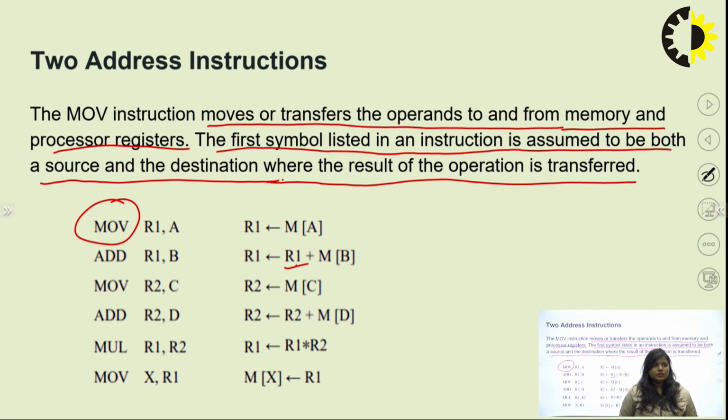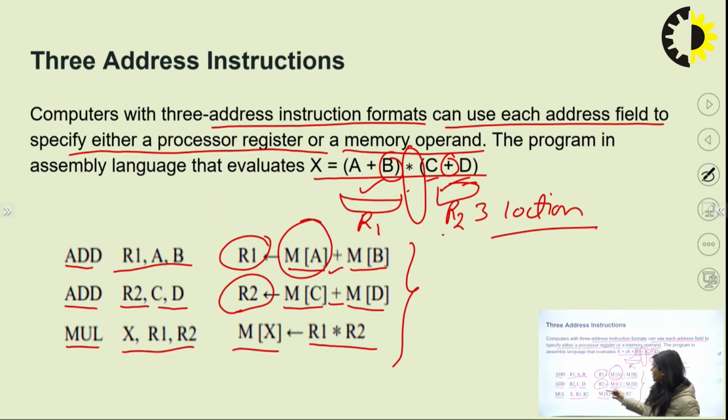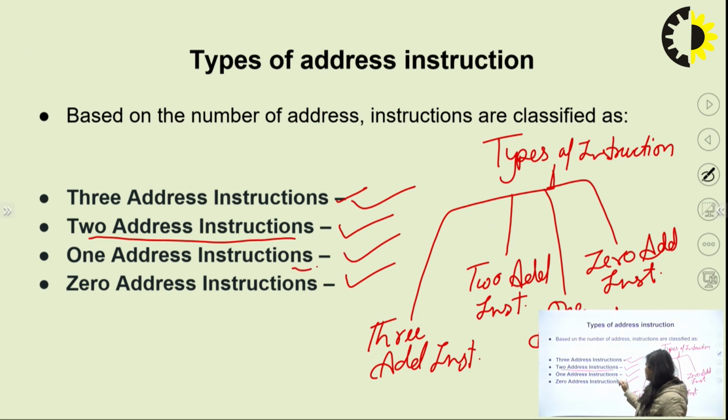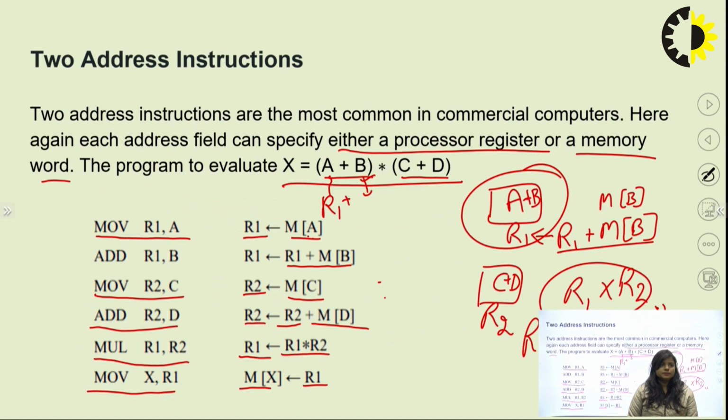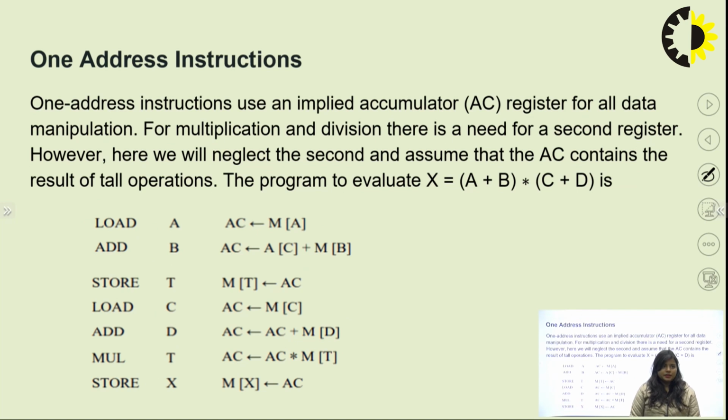Let's continue with the next. We have one address instruction. Okay, we have understood three and two. Now we have one address instruction. So let's see here. One address instruction uses an implied accumulator. This is the USP in one address instruction, because here we are limited with the memory location.